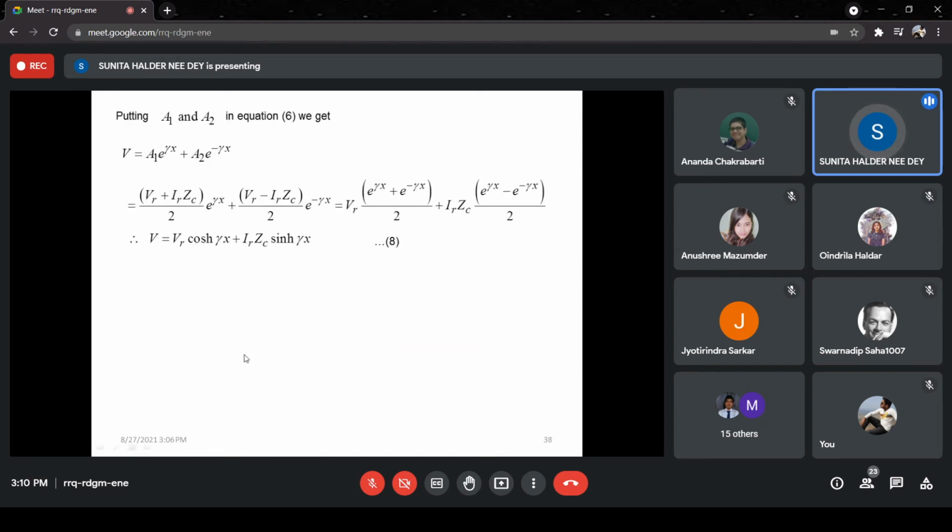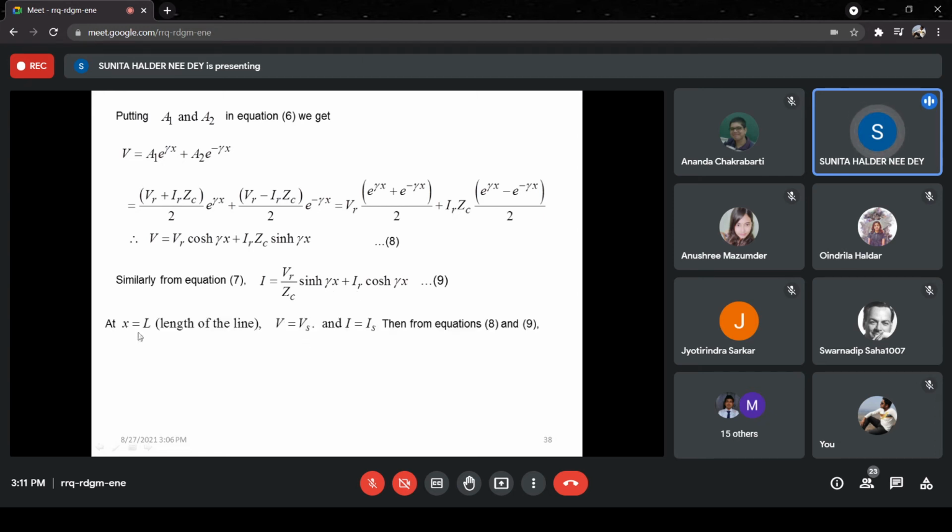So if we put a1 a2 in the expression, then if we separate VR and IR ZC, with the VR you can see the function is e to the power gamma x plus e to the power minus gamma x by 2. So it is actually cos hyperbolic gamma x. Similarly, the second part is sin hyperbolic gamma x. So simply V equal to VR cos hyperbolic gamma x plus IR ZC sin hyperbolic gamma x. Similarly, for current we shall get VR by ZC sin hyperbolic gamma x plus IR cos hyperbolic gamma x.